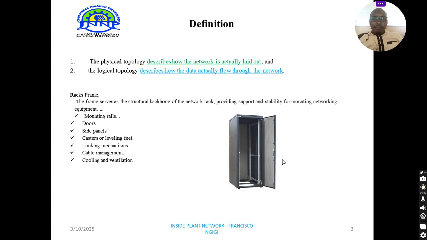Inside a rack, we have the mounting rails, the doors. Actually, you can see them, the doors, the mounting rails. We have the side panels. We have the casters or leveling feet. We have the locking mechanisms. And then we have the cable management and cooling and ventilation.